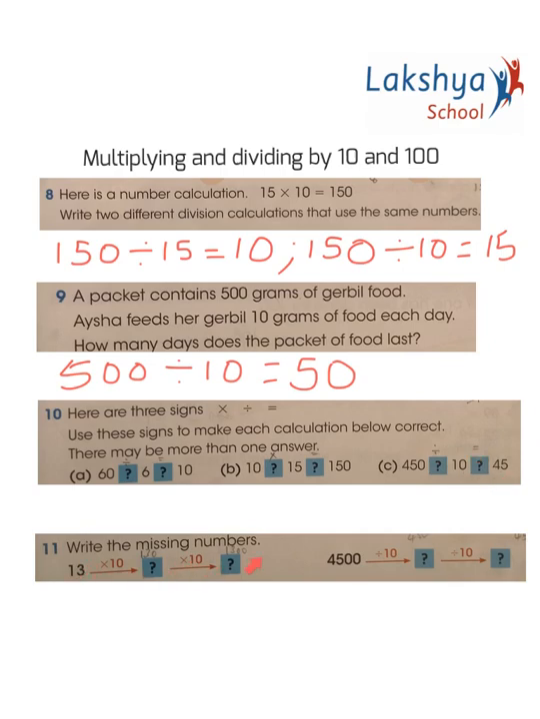In the same way, write the missing numbers. 13 when multiplied by 10 we get 130. 130 when multiplied by 10 we get 1300. So do work out the next one. Also solve the remaining sums in your textbook.